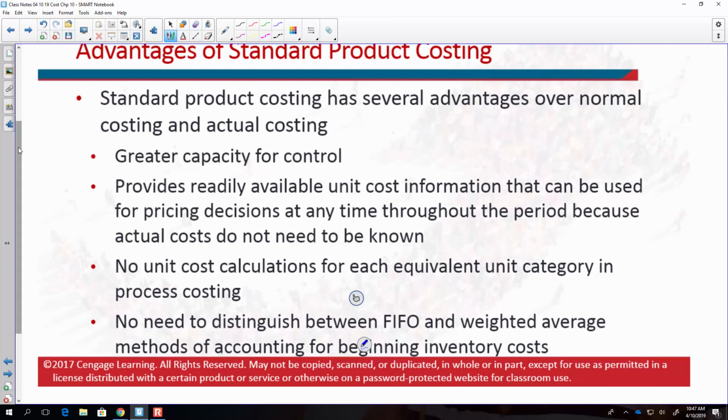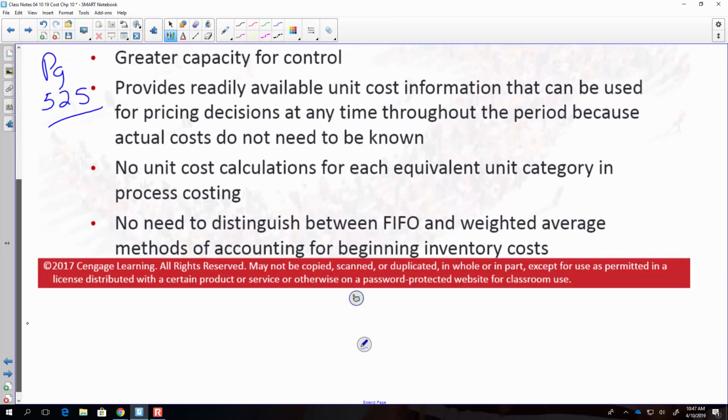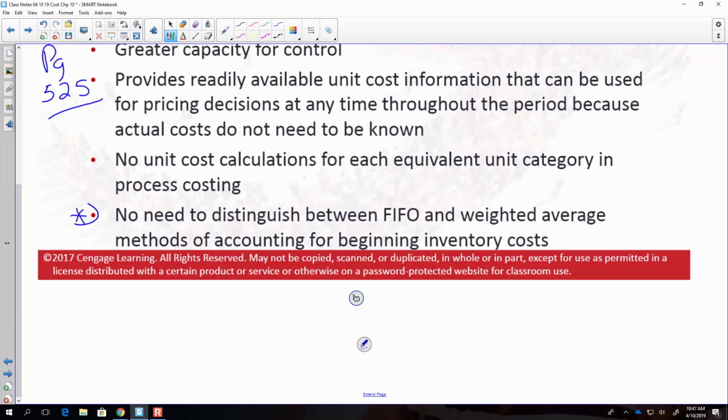So on pages 525, I'm just going to have you read this on your own. It just shows again what the advantages are. I like this one. This one's cute. The last one. You just went through that process costing. Well, again, this should be much easier than process costing. I just think that's funny that it's an advantage.